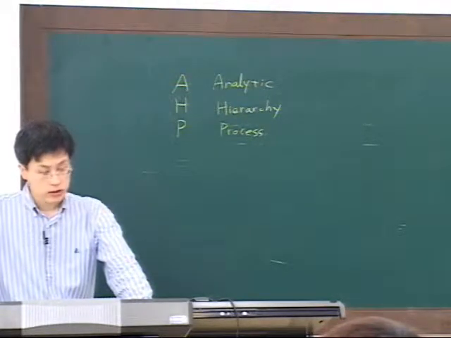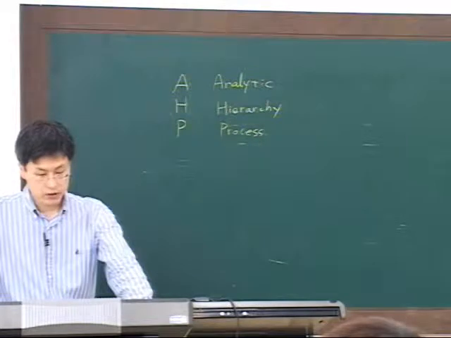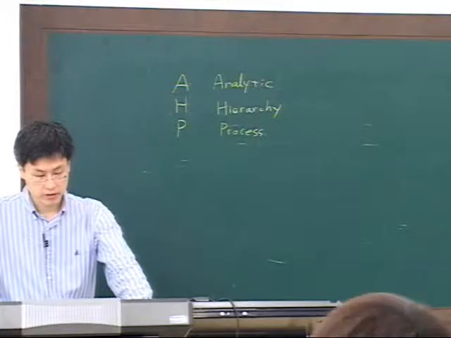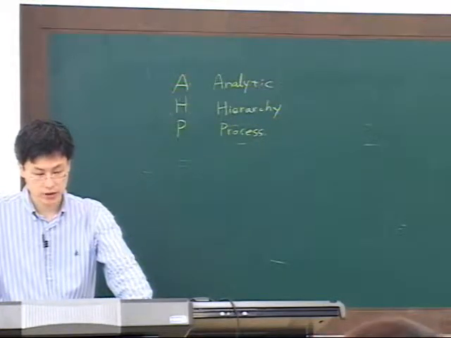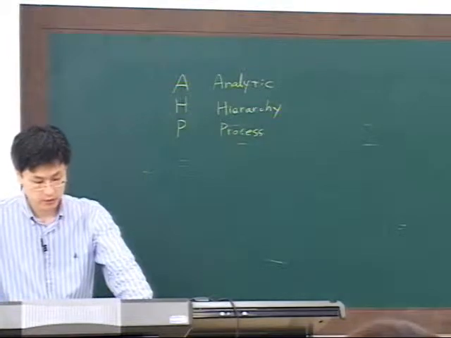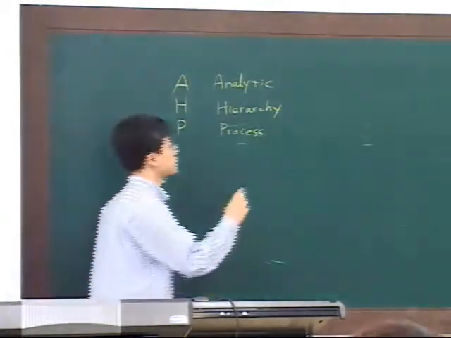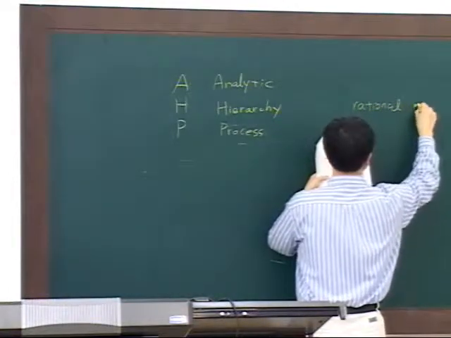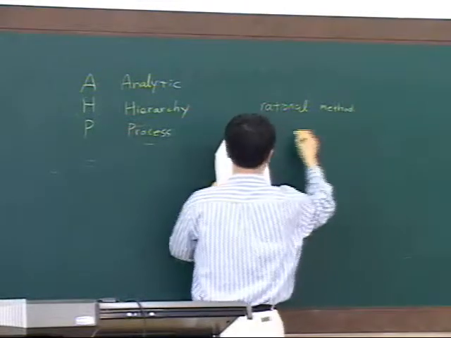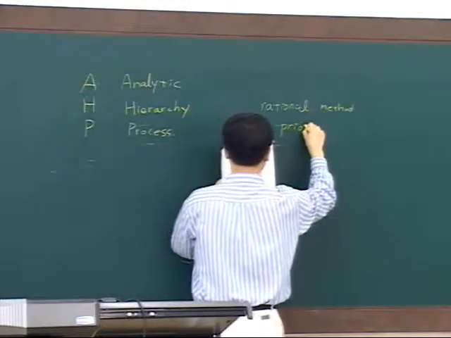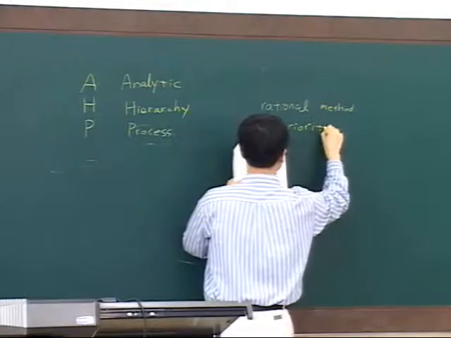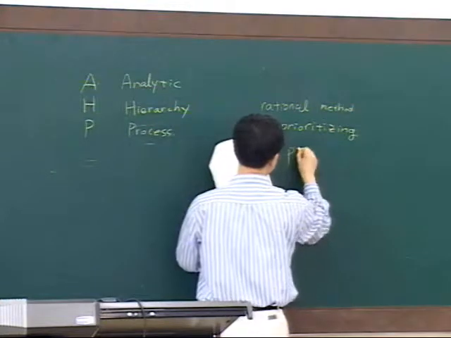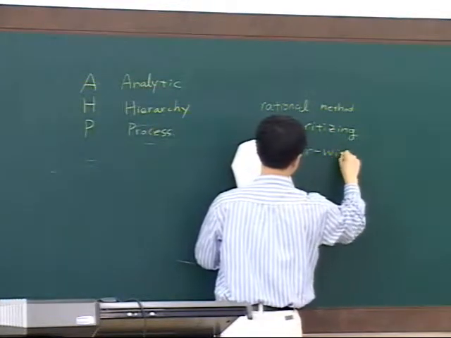Okay, this is a rational method for prioritizing alternatives or constructing a consensus using experts' pairwise comparison. Keywords: rational method for prioritizing, based on pairwise comparison.